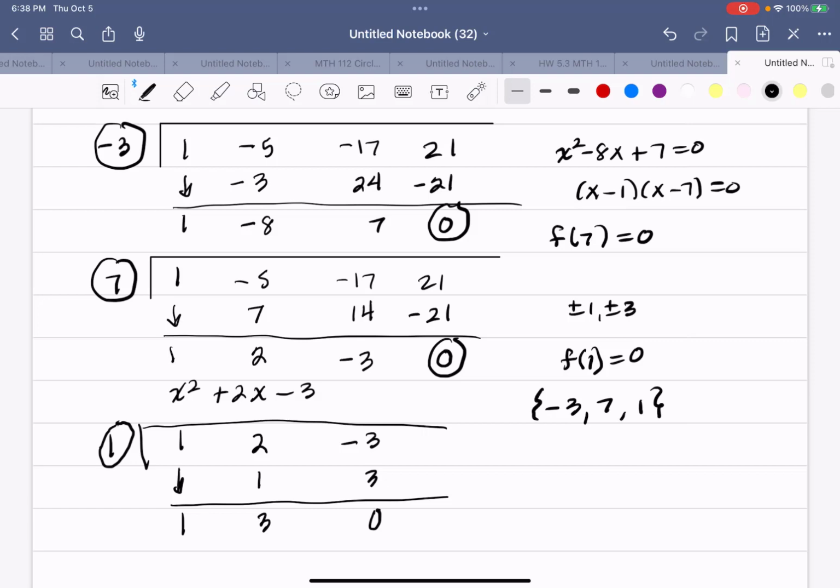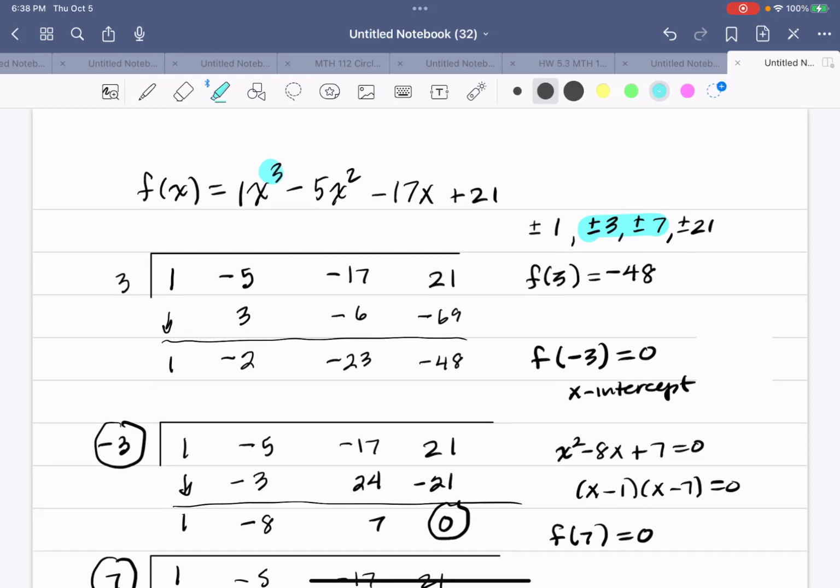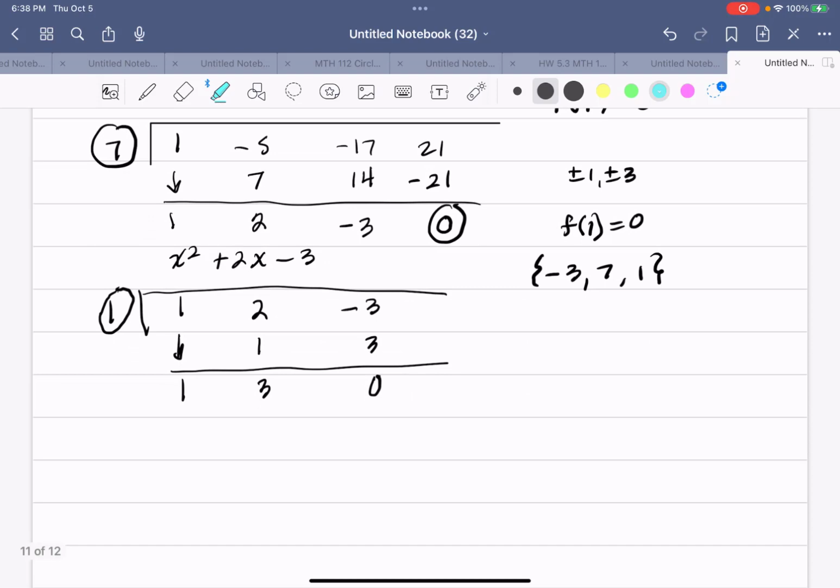Now I have no reason to look further because, remember, it can only have a maximum of 3, and I've already found all 3. So use factoring if you want to. Just keep dividing. If you divide all of those and none of them work or some of them don't work and you don't have up to 3, you've got to consider the quadratic formula.